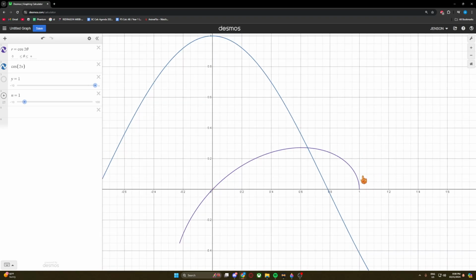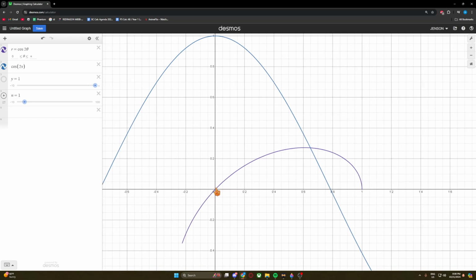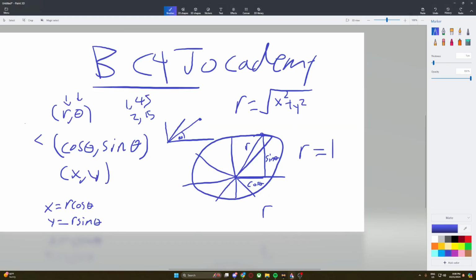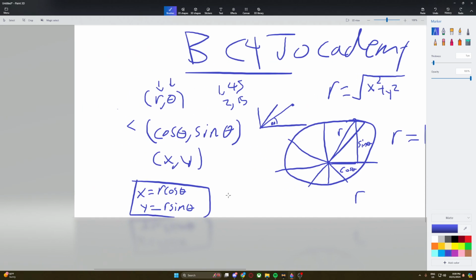Note that the graph values of y aren't exactly the values of the angle, but rather, as I said earlier, x equals r cosine theta and y equals r sine theta. That's where you're actually getting your y values from. So remember that.